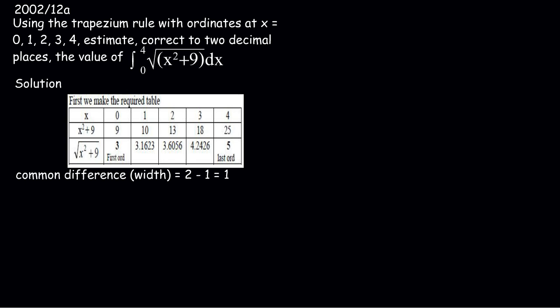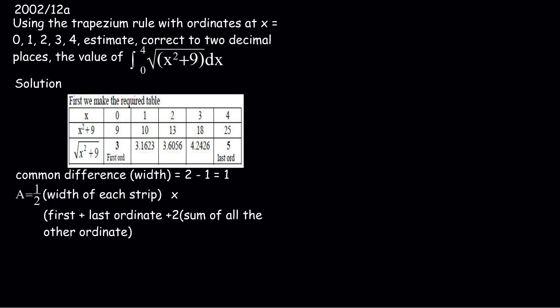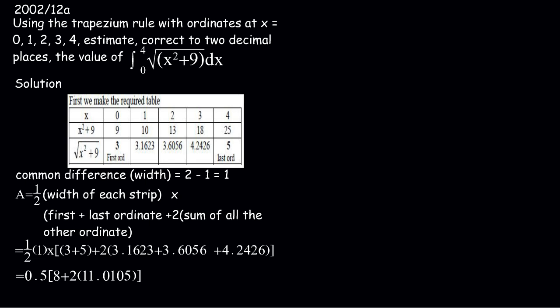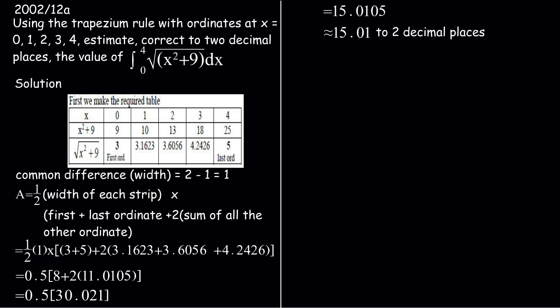And our formula for our approximate integral A will be equals to half in bracket width of each strip times in bracket first plus last ordinate plus 2 in bracket sum of all the other ordinates, which should be equals to half in bracket 1 plus in bracket 3 plus 5 plus 2 in bracket 3.1623 plus 3.6056 plus 4.2426, which should be equals to 0.5 in bracket 8 plus 2 in bracket 11.0105, and expanding our bracket to be equal to 0.5 in bracket 30.021, and multiplying to be equal to 15.0105, which is approximately 15.01 to 2 decimal places.